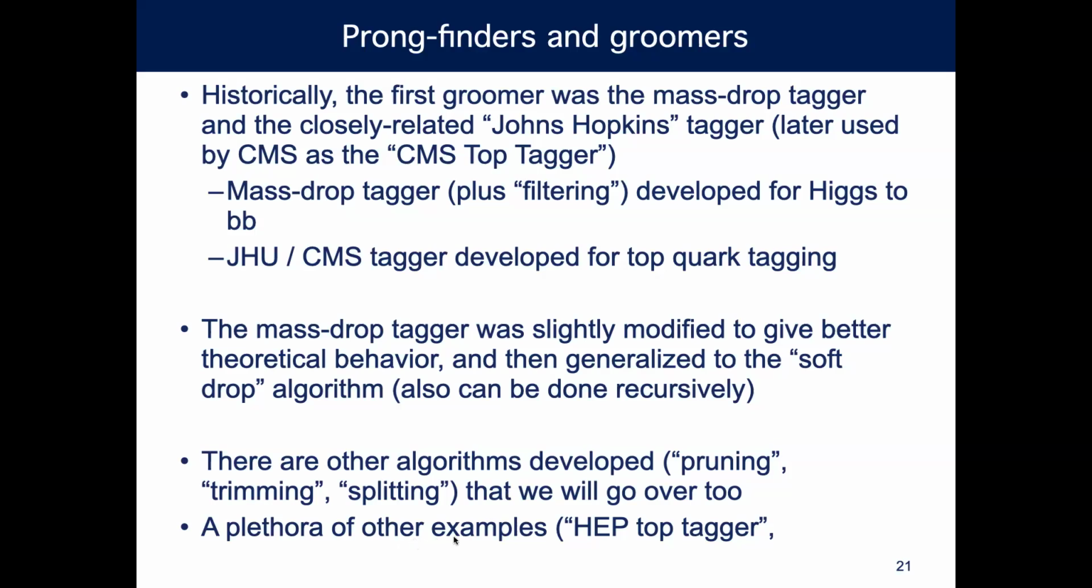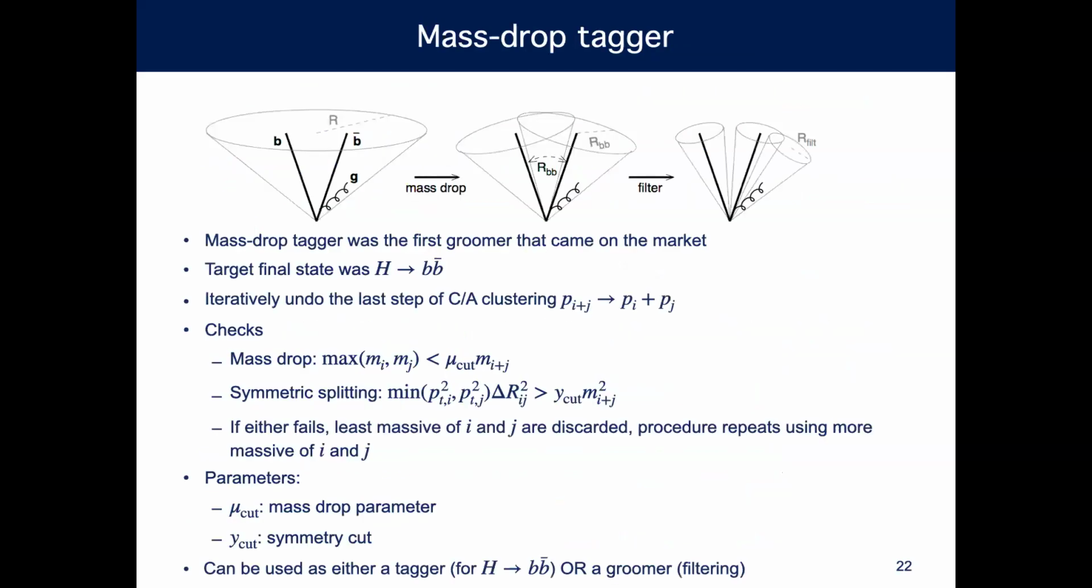There's a bunch of other examples that I will probably not have time to get into because I want to get to quarks and gluons later. So, okay, the first one is the mass drop tagger. The mass drop tagger was the first groomer that came on the market. My citation somehow got cut off. Sorry about that. But all the citations are in the textbook that I showed you yesterday.